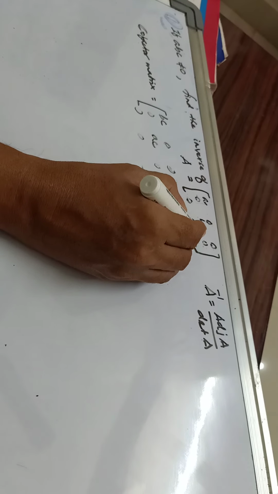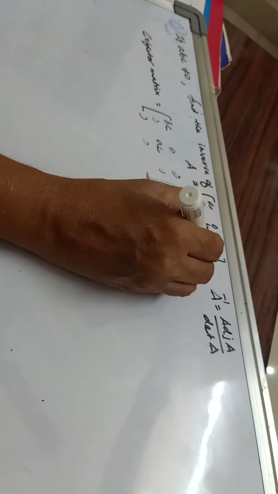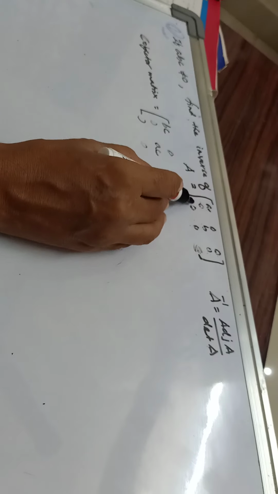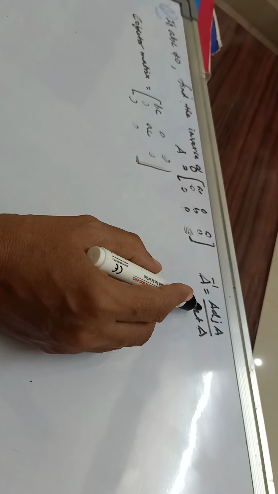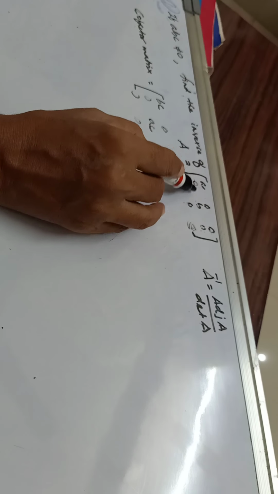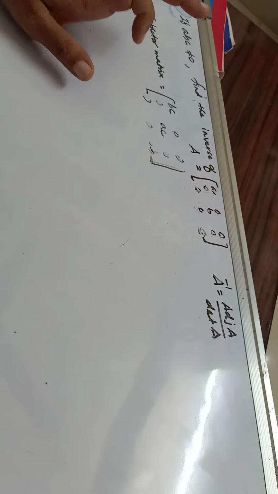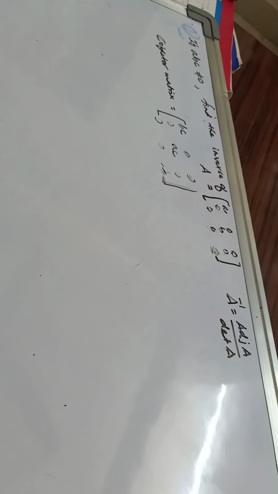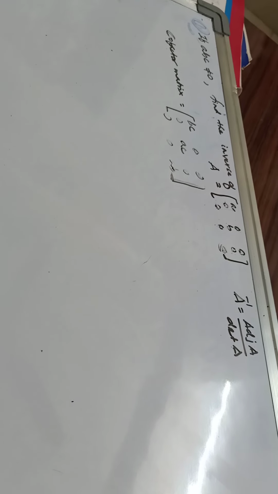And the cofactor of C, this is C. C is present in third row and third column. So 3 plus 3 is 6, an even number, so the sign will not change. Now find the determinant of this 2 by 2 matrix. AB minus 0, that is just AB. This is the cofactor matrix. Now divide this cofactor matrix by the determinant.